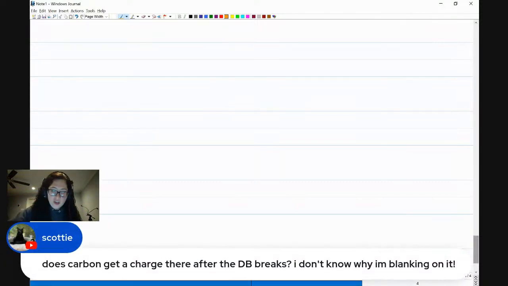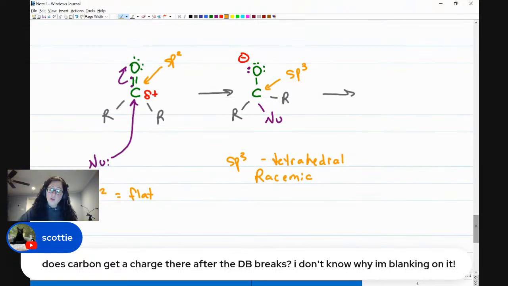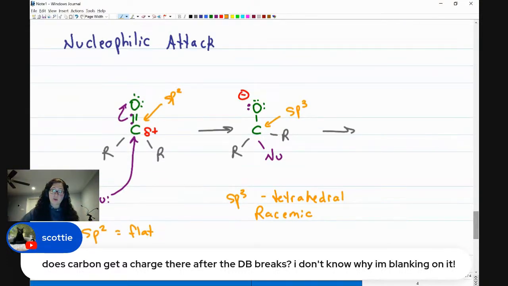I see a question here. Does carbon get a charge after the double bond breaks? I don't know why I'm blanking on this. That is a very good question. I don't want you to memorize it. I want you to think about it.